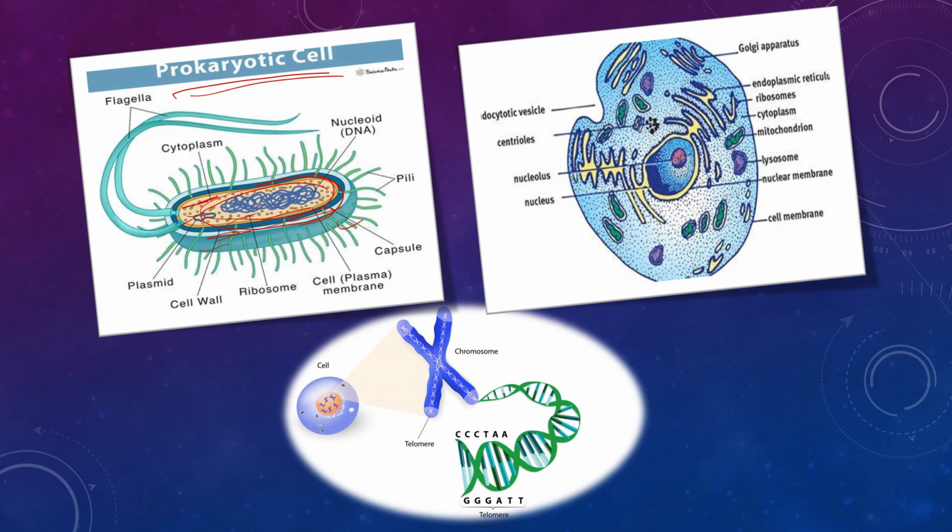On the right side, this is a eukaryotic cell. In this cell you can see the nucleus is covered by a nuclear membrane, and inside the nucleus there is again a round ball-shaped structure which is called the nucleolus. So the nucleus and the nucleolus are covered by a nuclear membrane. Now, outside, the cell is covered by a cell membrane.